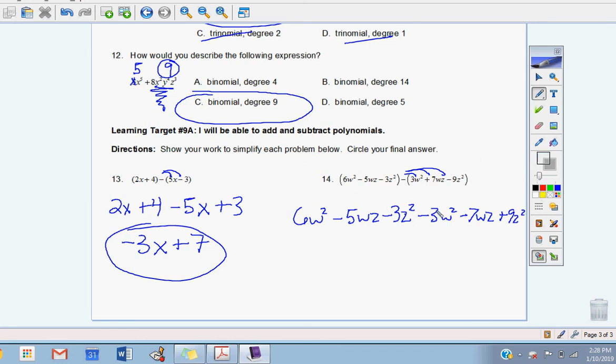All right, any like terms? Here we go. We got 6w squareds. Any more? Whoops, I don't know what happened. 6w squareds, we got negative 3w squareds, grand total of 3w squareds. Negative 5wz, negative 7wz. Those are just like terms. We don't change the variables when we're combining like terms, so negative 12wz. And then finally, what do we have here? We got a z squared, 9 and negative 3 makes a positive 6z squared.